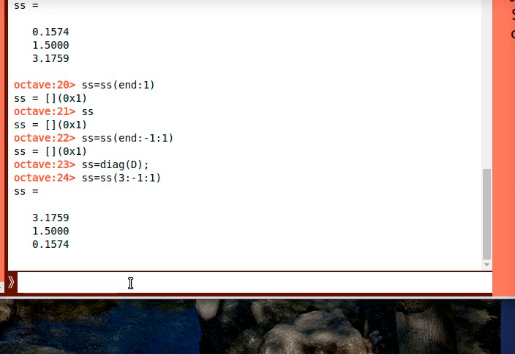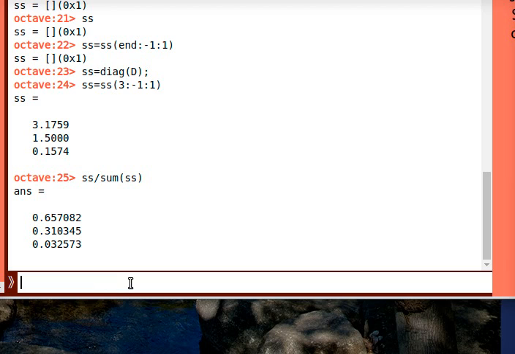Now they're in order. And so now we want to normalize those. So how do I normalize? I'll take them divided by the sum of the numbers. Okay, and if you sum the first two, you see that we're going to get 96.7% of the variance. So that's what you would say.